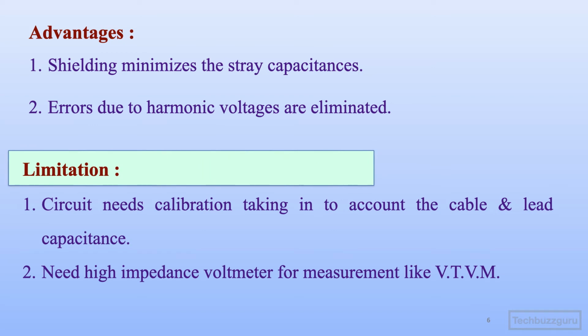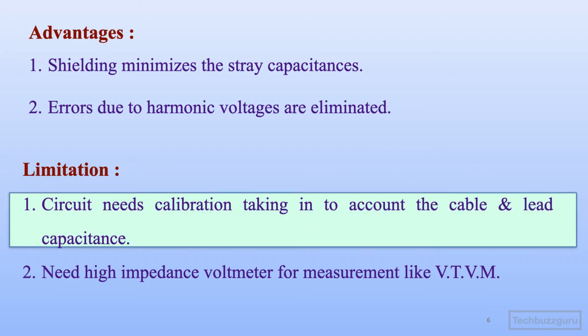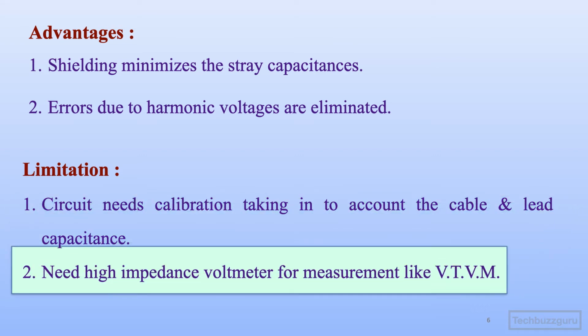Let us take a look at some of the limitations with respect to this circuit. The circuit requires calibration taking into account the cable and lead capacitance. So other than the main capacitors C1 and C2, there may be capacitance due to the connecting cable, due to the connecting lead. So all these capacitances must be taken into account along with the meter capacitance for calibration of measurements.